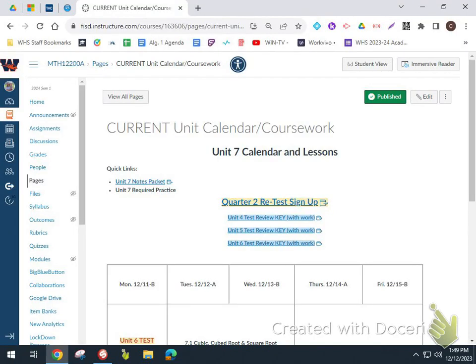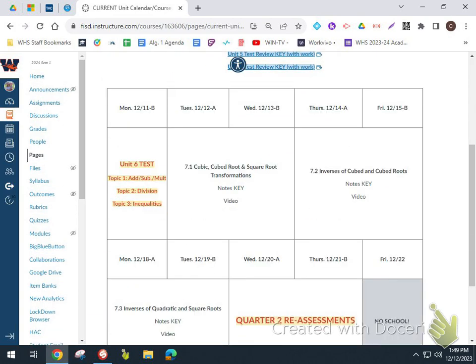All right, so like I said, we're going to get into Unit 7. I have a little notes packet for you that we'll work on the next 3 days. There's also practice. I don't have a link in Canvas right now, but I have a paper for you. Here's what the calendar looks like.